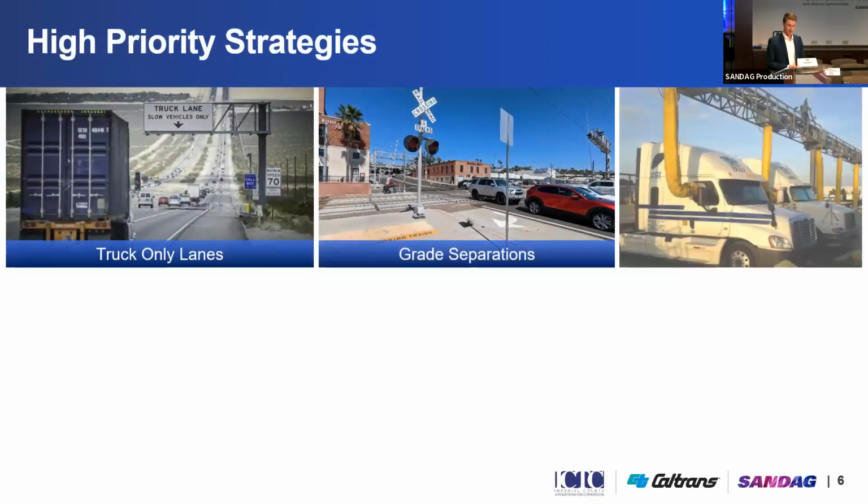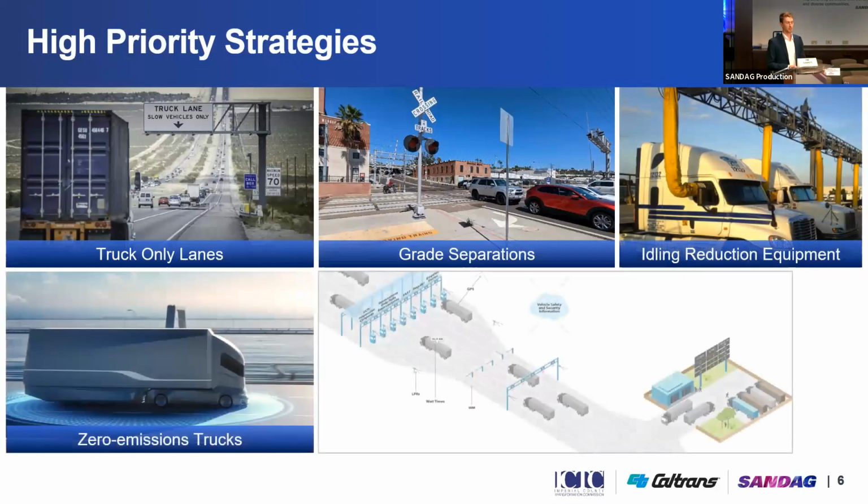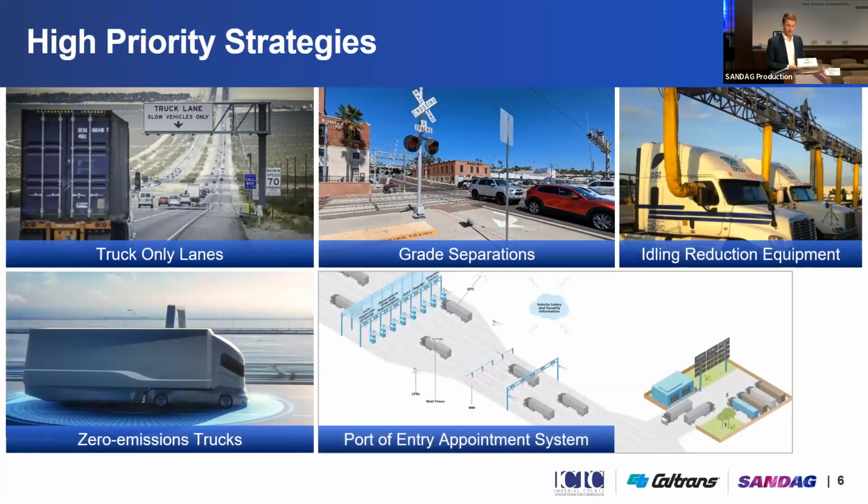So looking at the equity, environment, and economic benefits of all of these projects, some of the highest priority ones are shown here for illustration. Some of these include truck-only lanes on segments of roadways where we know trucks are going to be traveling. And this includes areas like industrial and warehouse districts, rail yards, as well as ports of entry. Grade separations, separating conflict points between railroads and roadways, for reducing idling as well as safety concerns.